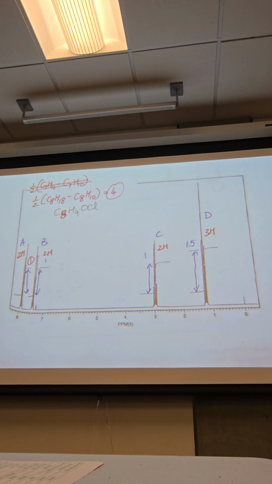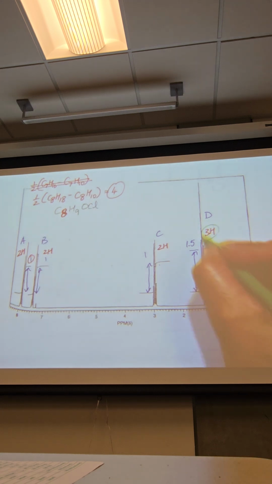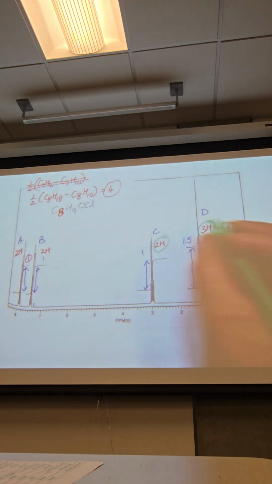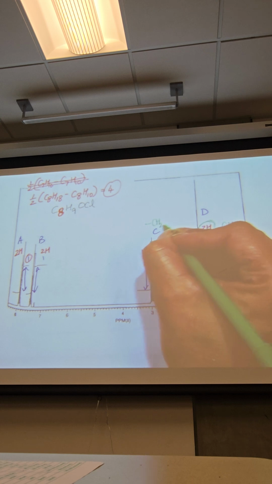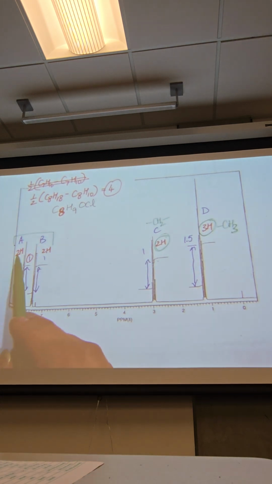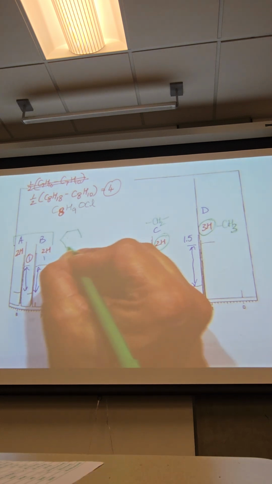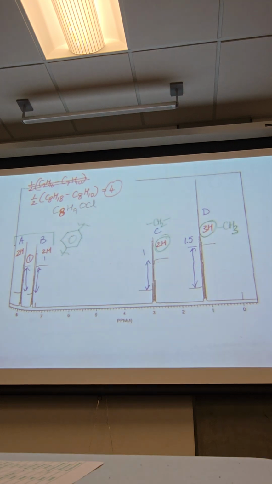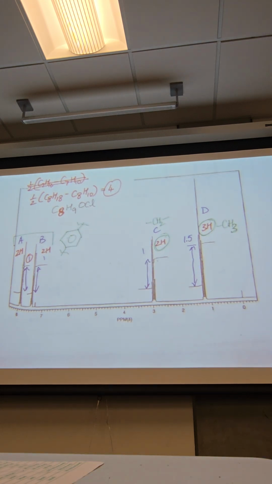If it's 3 hydrogens, homotopic hydrogens, what group is that suggesting? Methyl group. If there are 2 homotopic hydrogens, what group is that suggesting? These are benzene hydrogens, A and B, integrating for 2 and 2 and a doublet. What is that telling us? Without even thinking, we can just say that's 1,4-disubstituted benzene. Everybody okay? Yep.